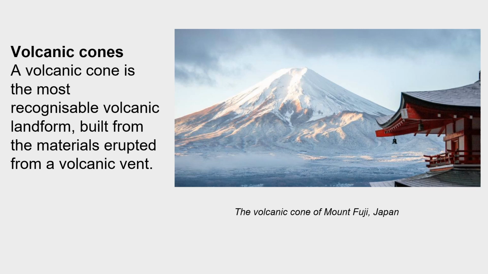Volcanic cones. We all know what volcanoes are, right? So that's also one kind of landform. The volcanic cone is the most recognizable volcanic landform, built from materials erupted from a volcanic vent, and that's Mount Fuji, the most famous in Japan. Let's move on.